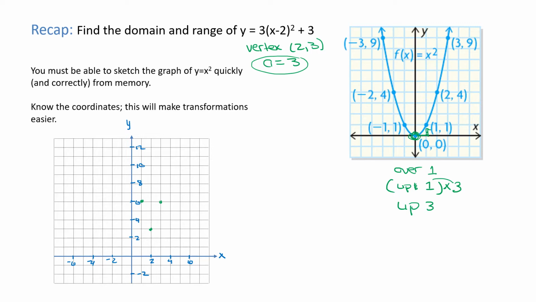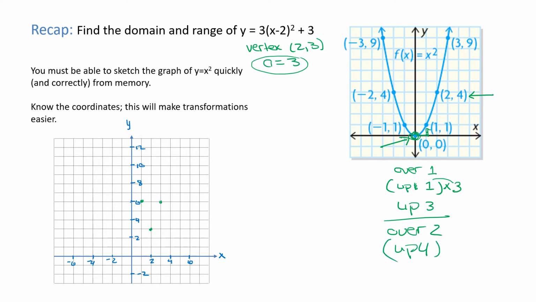Okay, let's look for our next coordinate. So back to our basic graph here. Let's look at our vertex at (0, 0). The next point I want to look at is (2, 4). So that means from the vertex, I went over 2 to get to that next point, and then I went up 4.